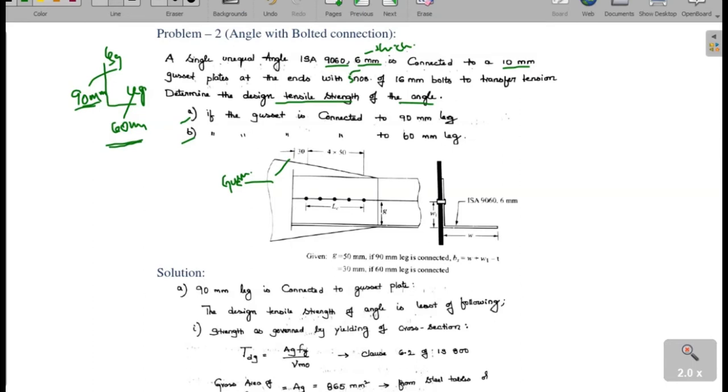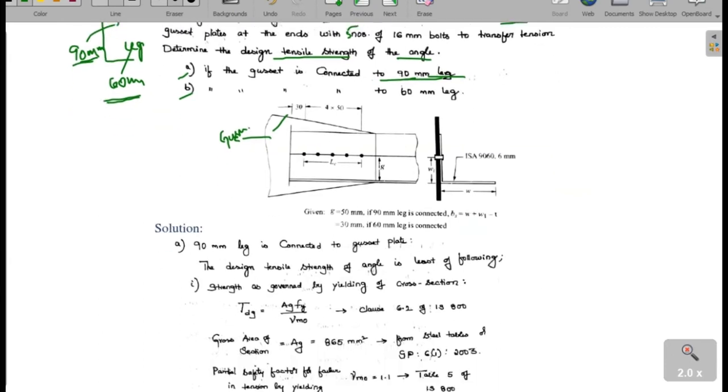So the gusset plate is connected to the 90 mm leg, or the 60 mm leg. Okay, there are two cases. So let us find out what is the strength of the tension member in both the cases. Let me start with the first one.